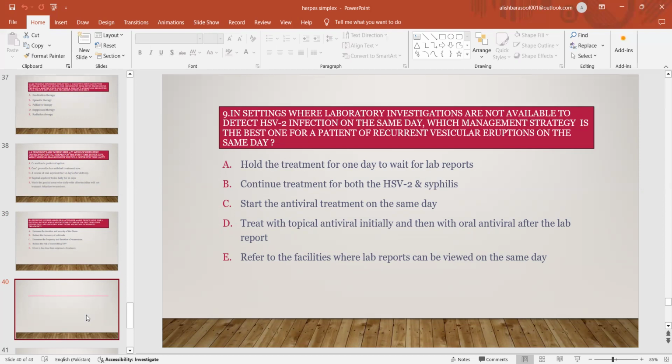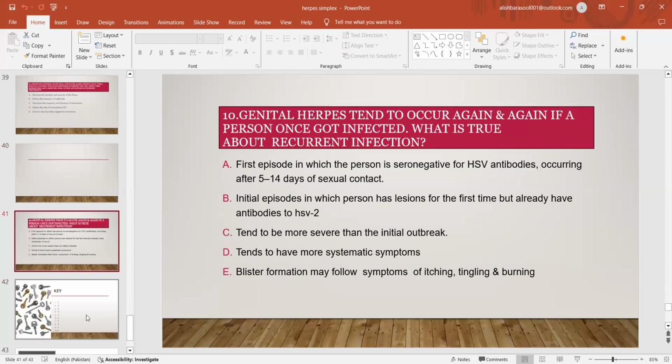It's A. Genital herpes tends to occur again and again if a person once got infected. What is true about recurrent infection? A. First episode in which the person is seronegative for HSV antibodies, occurring after 5 to 14 days of sexual contact. B. Initial episodes in which person has lesions for the first time but already has antibodies to herpes simplex virus 2. C. Tends to be more severe than the initial outbreak. D. Tends to have more systemic symptoms. E. Blister formation may follow symptoms of itching, tingling, and burning.